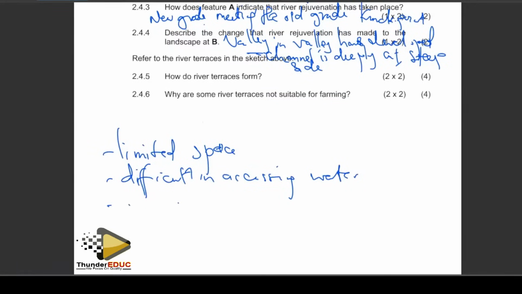And also, the soil becomes less fertile. Why does the soil become less fertile? Because there's no more feeding in of silt. No more additional silt.